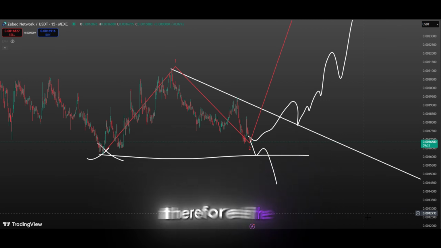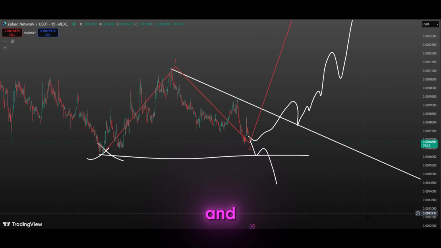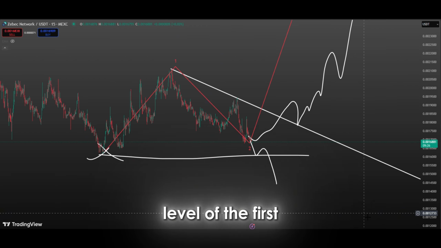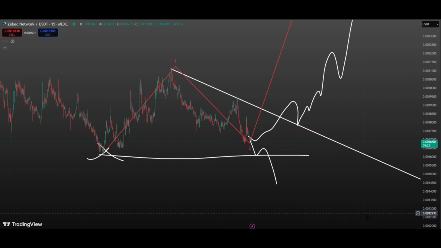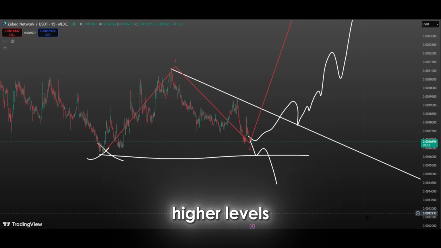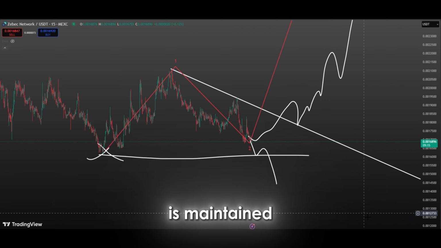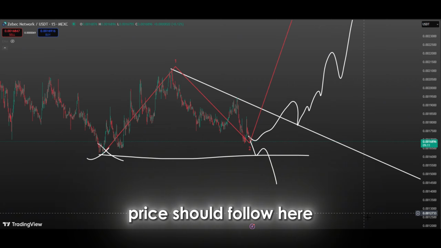Therefore, if the price resumes its upward movement without lingering too long in the second wave and continues to stay below the initial level of the first wave, the way will be paved for the transition to the third wave. Such a transition could boost investor confidence and push the price to much higher levels. All in all, the current structure continues to paint a positive picture, and if the current technical outlook is maintained, it would not be a surprise to see the start of a fairly strong bullish move. The price should follow here.